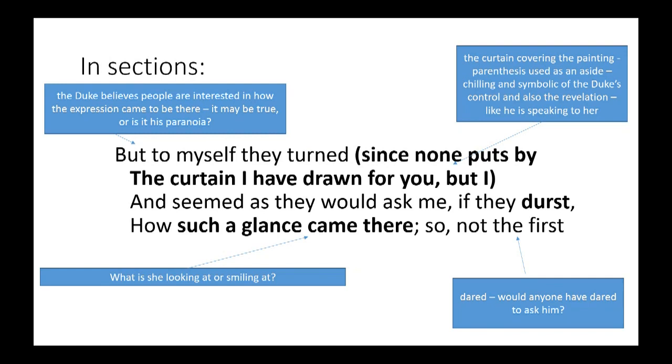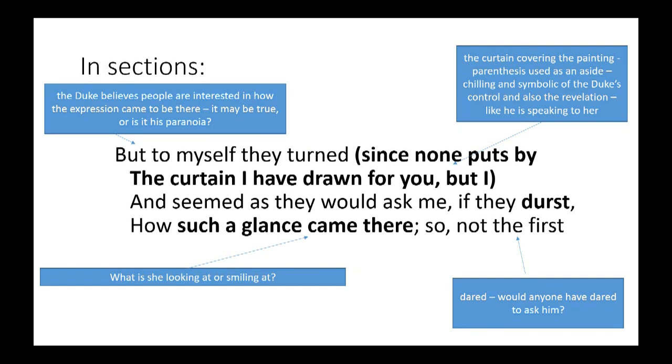And then there's this really chilling bit in brackets or parentheses. So it's almost as an aside as he turns to the Duchess and says, almost behind his hand, like an aside in a play, "since none puts by the curtain I have drawn for you, but I." Chilling, control. And also a revelation now that he's removed the curtain.